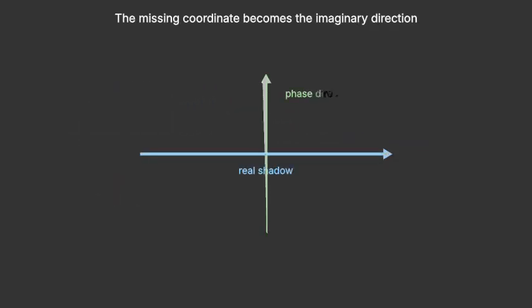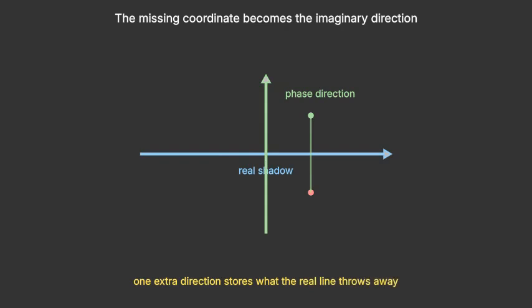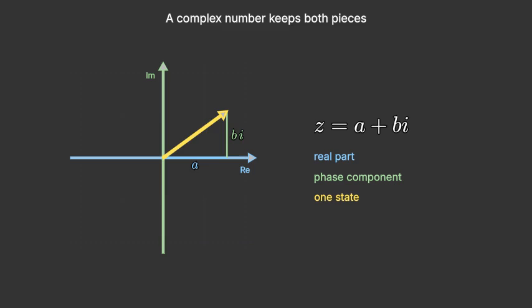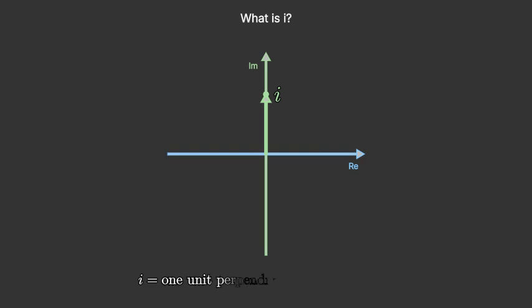To keep the lost information, we add a perpendicular direction. That new direction stores the part of the cycle that the real line cannot see. A complex number keeps both pieces at once. In z = a + bi, a is the real shadow, and bi is the perpendicular phase component. The symbol i means one unit in that perpendicular direction. It is not fake, it is the unit step out of the real line.